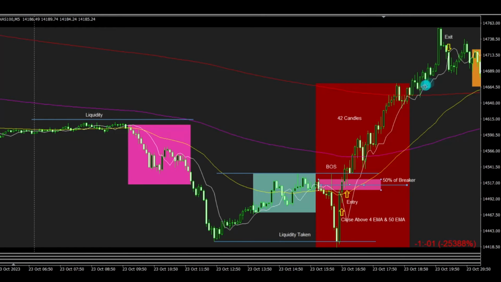That move was a total of 42 candles. You should probably be looking at your trade after 20 to 25 candles. But if it stays above the 4-period EMA, you can stay in your trade.